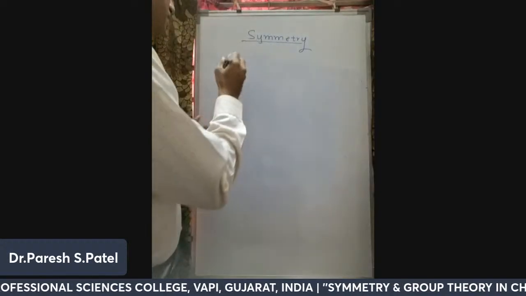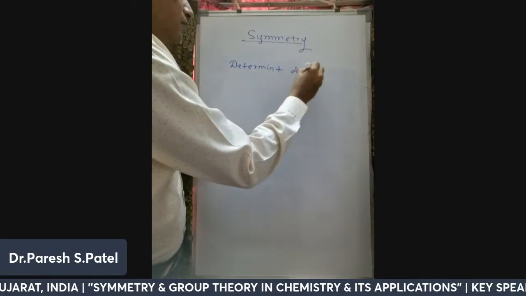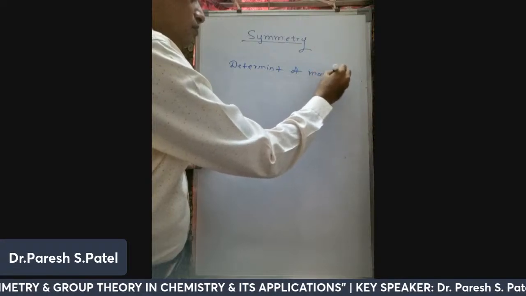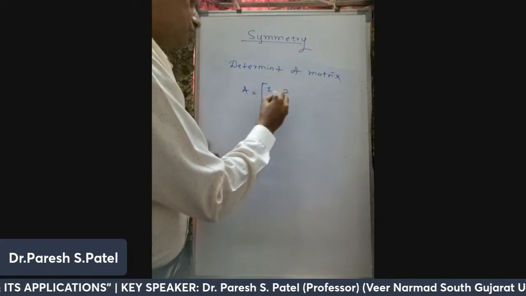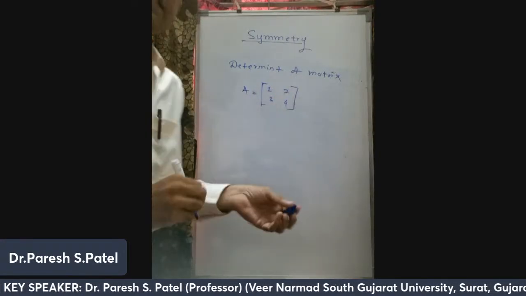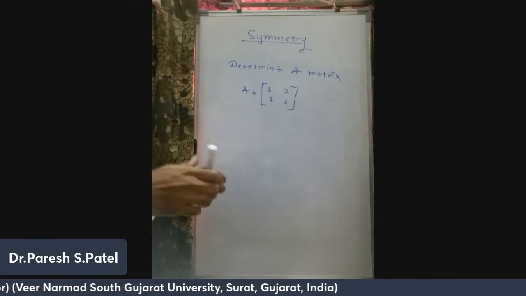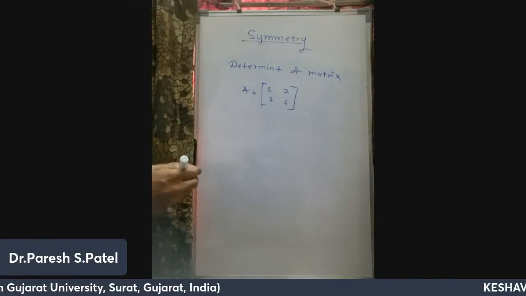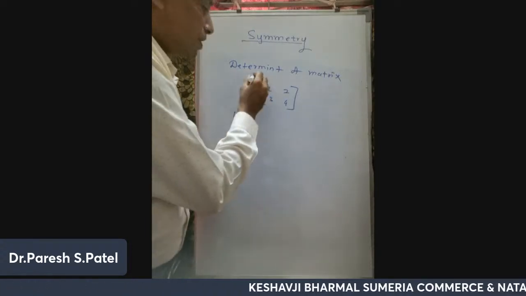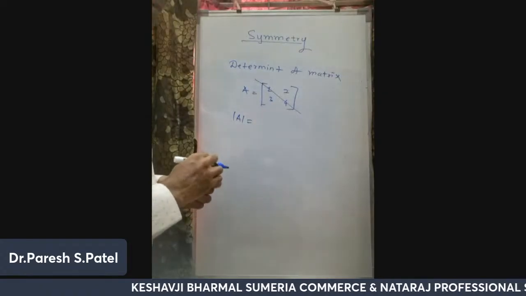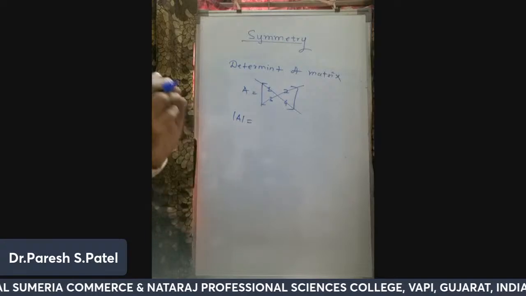Next one is determinant. Just for example, A is equal to 1, 2, 3, 4. The dimension of this matrix is equal to 2. Why 2? This is a 2 by 2 matrix. So in this case, the determinant of A is equal to the combination of diagonal elements minus the combination of other than diagonal elements to give the determinant of this matrix.